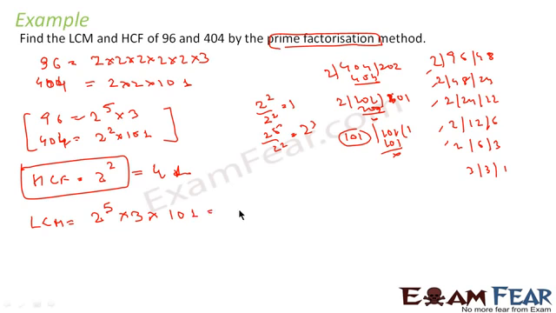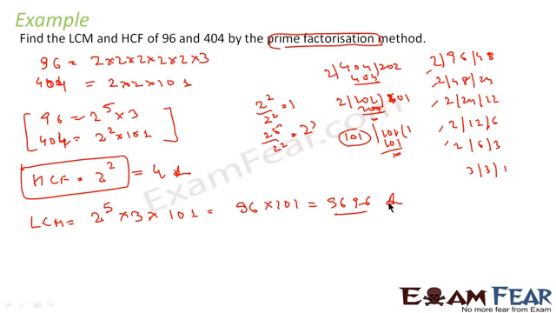So what we'll get is, we'll solve this: 2 to the power 5 into 3 is nothing but 96. This value is 96 into 101. This comes out to be 9696. And that is our answer to find the LCM.